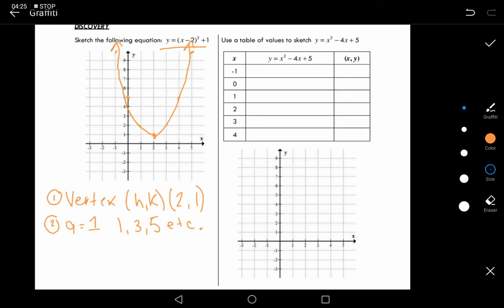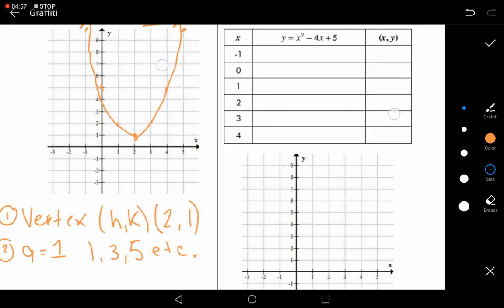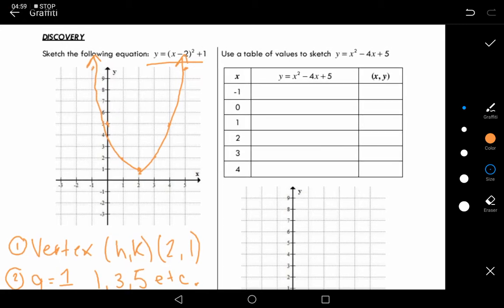Okay, so we are going to do the exact same thing for the second one. It says use a table of values to sketch y equals x squared minus 4x plus 5. So at this point, we really don't know how to graph that unless we use our table of values, right? Which is how we actually started out graphing in our second unit at the very start, right? We just used a table of values to figure out the coordinates. So we're going to do the same thing here. So remember, it's giving you the x.